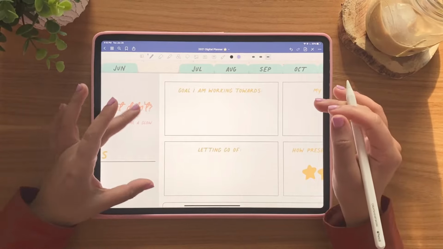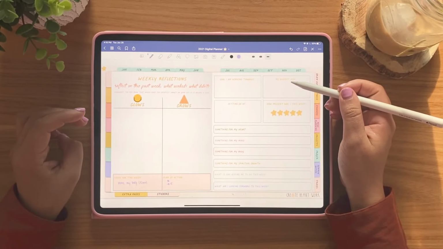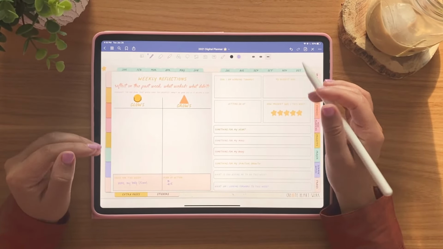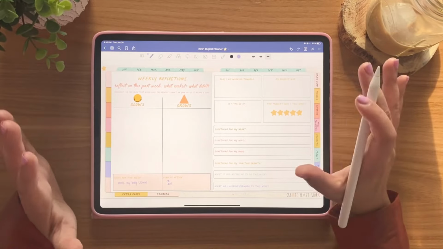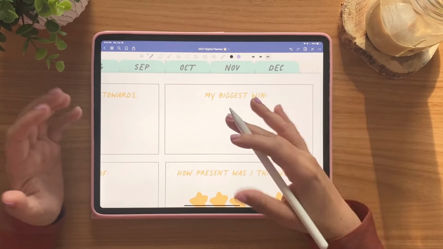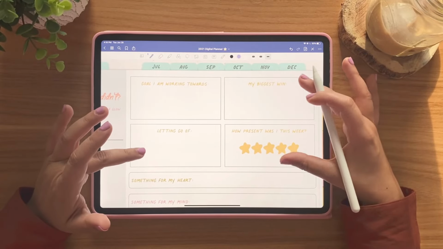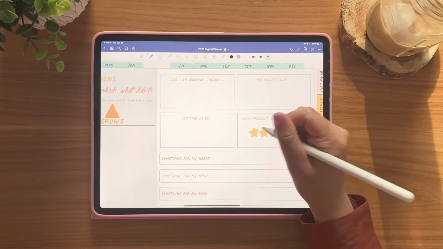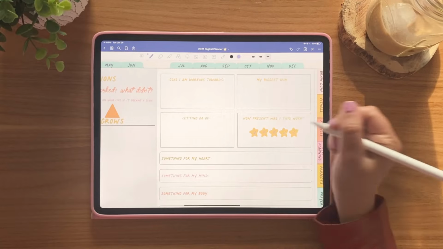You write a goal you're working towards, your biggest win of the week, what was the best thing that happened. It doesn't have to be like, oh my goodness, but if it was just like, you know what, I ate pizza, I love pizza, that's a win. What are you letting go of? How present were you this week? You can rate your week.